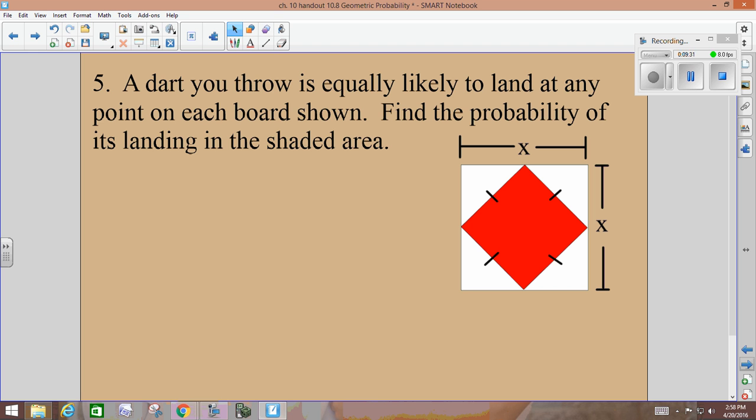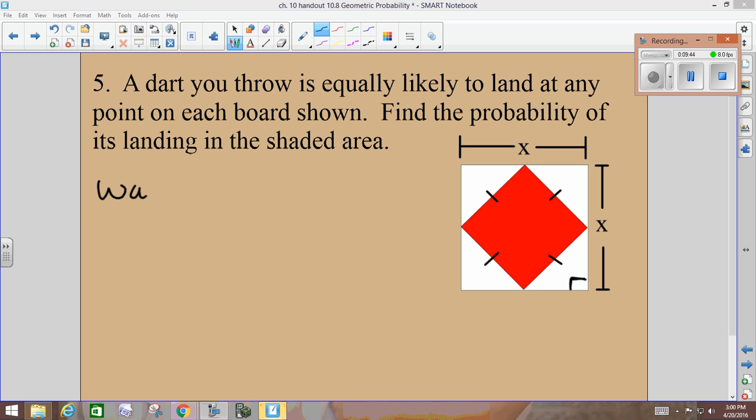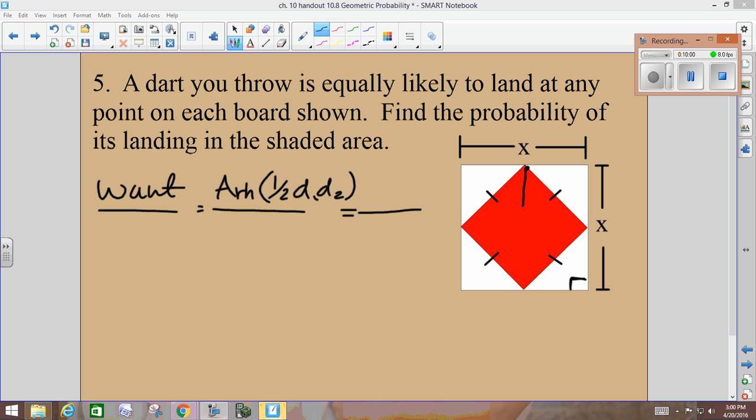A dart you throw is equally likely to land at any point on the board. Find the probability of it landing in the shaded, the red area of this figure. Shape, which Alyssa said is a rhombus. So then I have to find the area of the rhombus, which Kendra told her was 1/2 D1 D2, right? Okay. And you said, Trevor, that the diagonals have to connect opposite corners? So what's the length of this diagonal, that vertical one in the rhombus? Would you agree with her, Trevor? Okay, so then I'm going to put 1/2 x there.